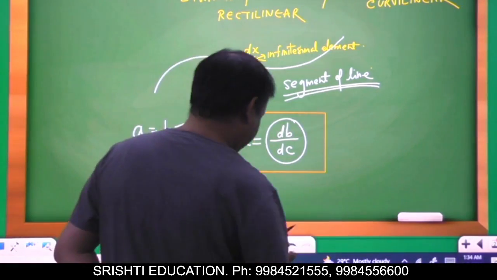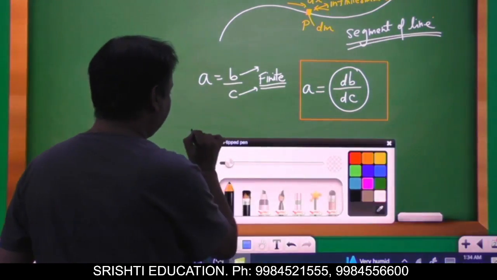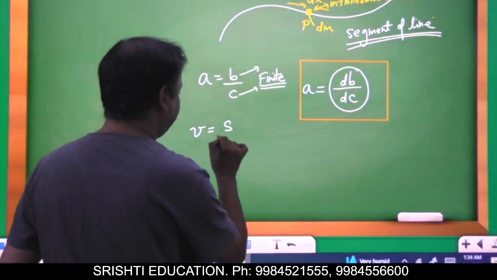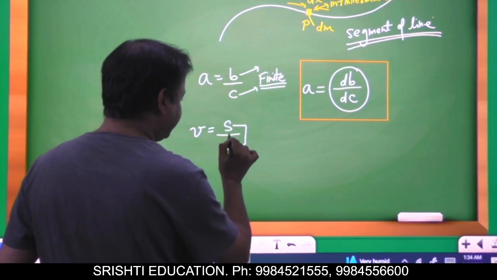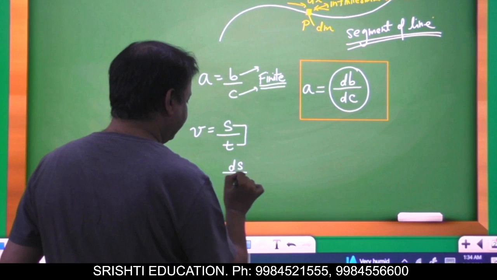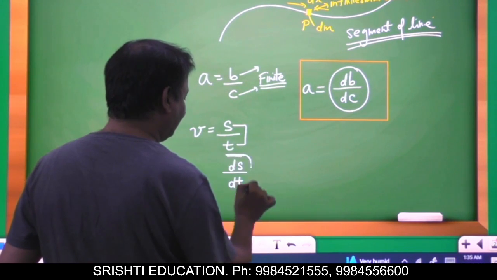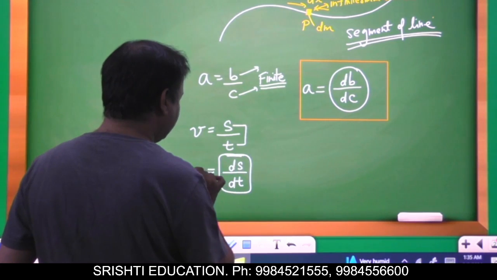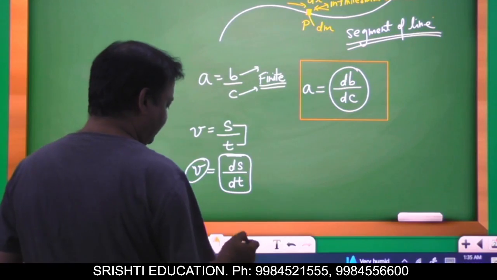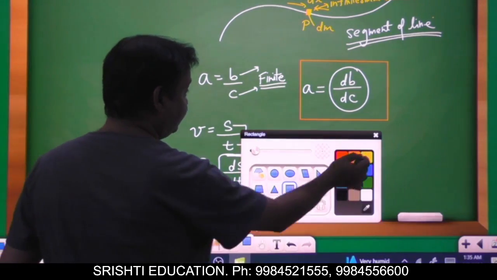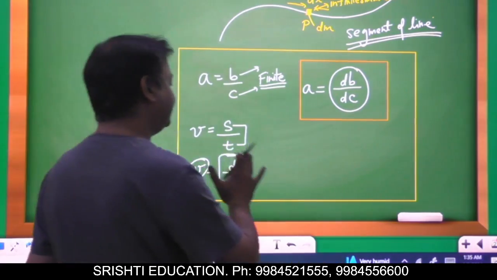Okay, so if you're writing something like velocity is equal to displacement by time, these are the division of two finite quantity. If instead of s you take ds, instead of t you take dt, so it's the division of two infinitesimal quantities. So answer will still be a finite quantity v. So whenever you divide two infinitesimal quantity, always remember the answer is always a finite quantity.